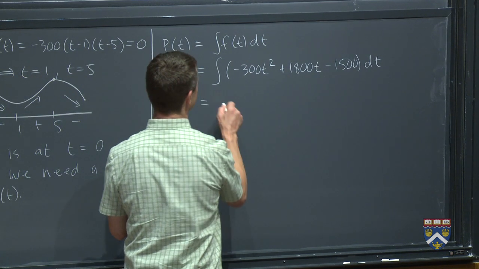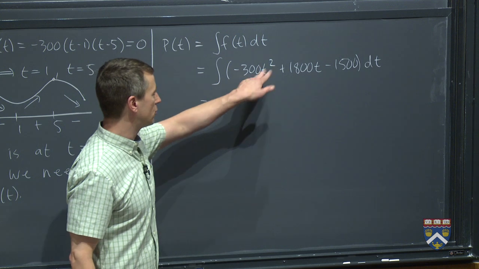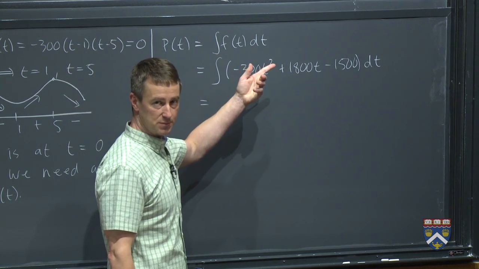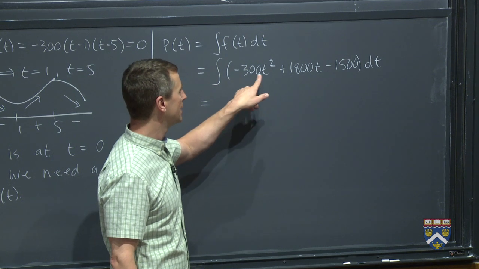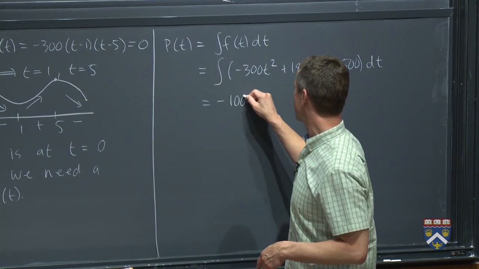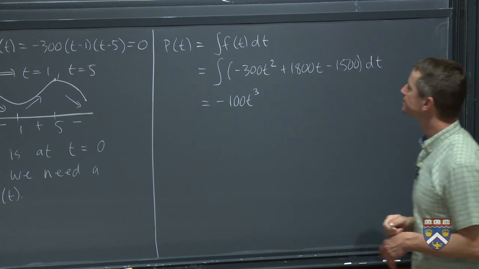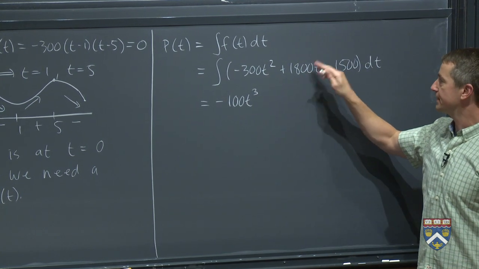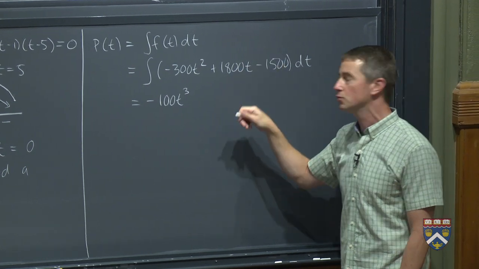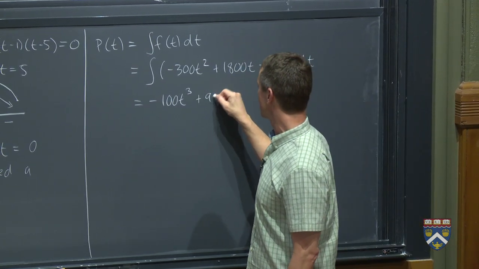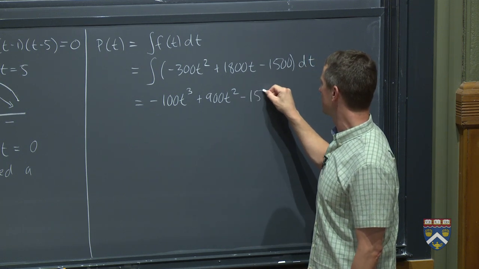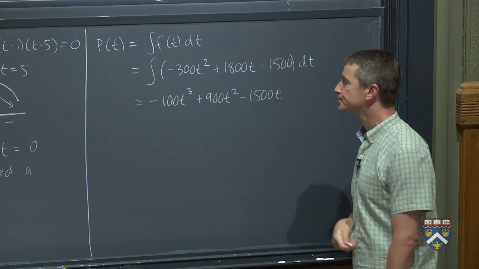So here we just use our rules for the antiderivative, our constant multiple rule and the power rule. So this is going to become negative 300. We're going to add 1 to the exponent, so t cubed over 3, and the 3 will cancel with the 3 in the 300. We should just get negative 100 t cubed. When we take the antiderivative of this, this is t to the first power, so we get 1800 t squared over 2, so that's going to give us 900 t squared. And the antiderivative of negative 1500 is negative 1500 t.